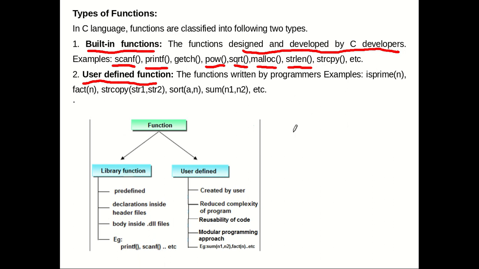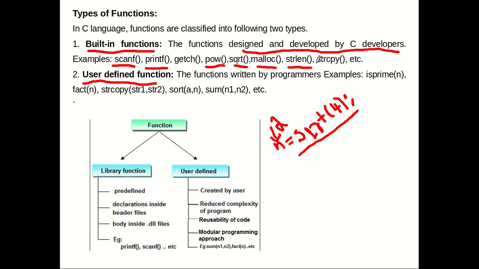So let us take an example. Suppose I want to find the square root of a number, so I write n equal to sqrt. Within the brackets, suppose I pass 4, this function will be executed from the C library, and it will return the result 2 in n here. So after executing this particular instruction, 2 will be present in the n variable.